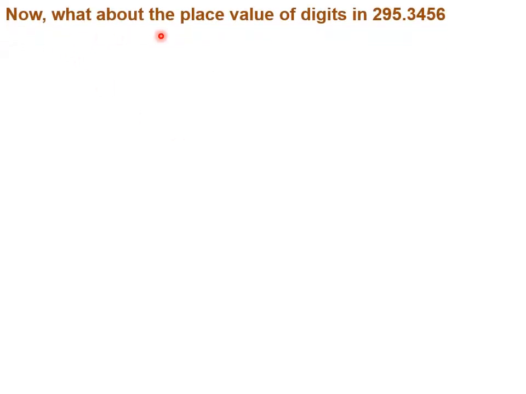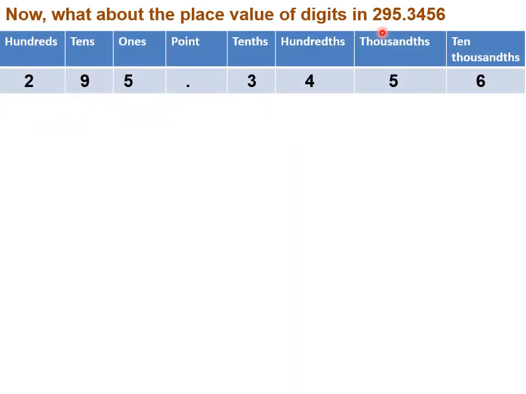Now what about the place value of digits in 295.3456? It is a decimal fraction. How we will write this place value? So first we will make a chart. Before the decimal point, whatever digits are there, we will consider as ones, tens, hundreds. So 5 is in the place of ones, 9 is in the place of tens, and 2 is in the place of hundreds.